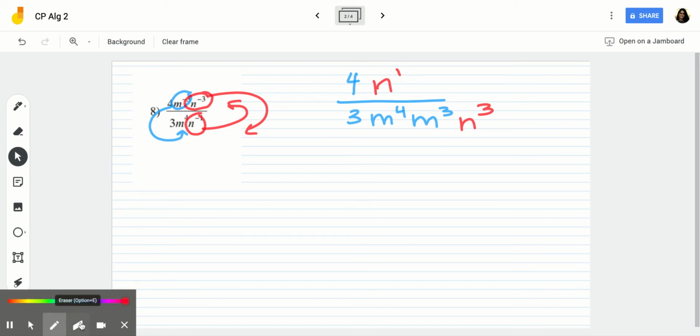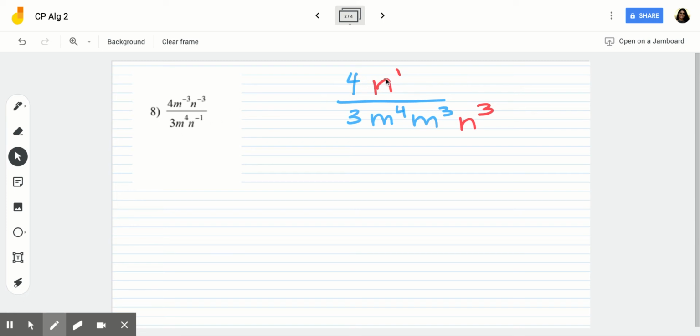I'm going to erase this real quick and just show you. Notice that we haven't done too much. This 4 and 3 stayed in place. This n had to move to the top. This m had to move to the bottom. And this n had to move to the bottom. Now let's again deal with things that look like 4/3. We can't reduce. It stays 4/3.